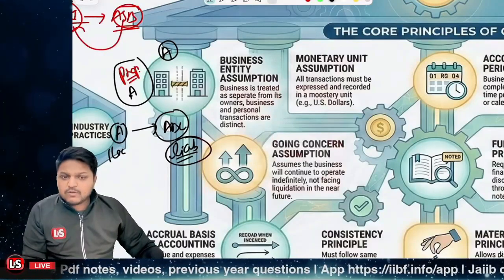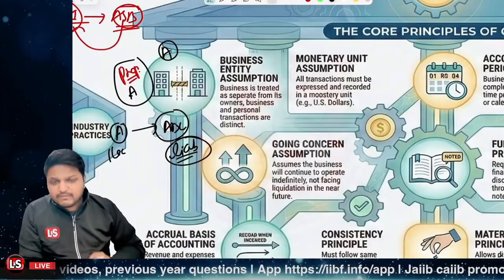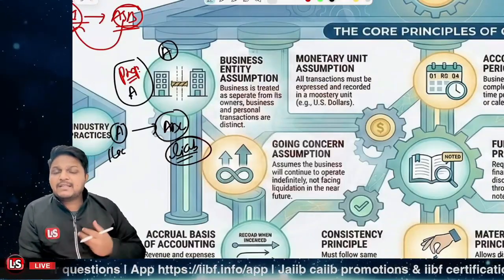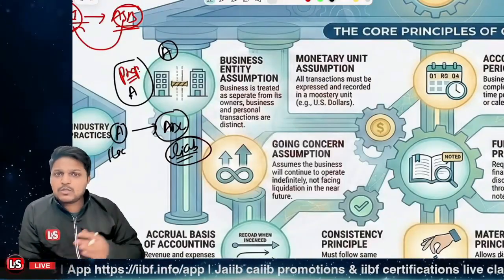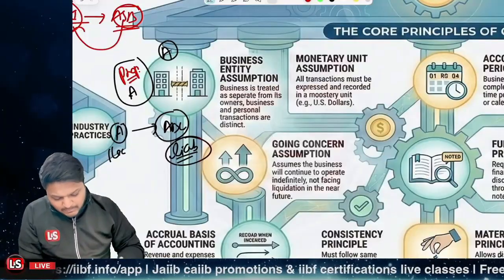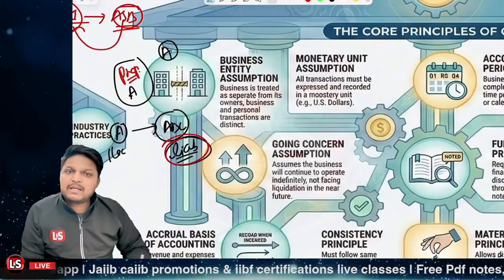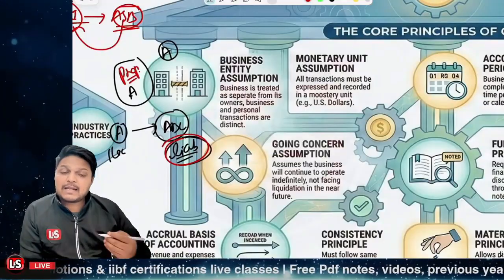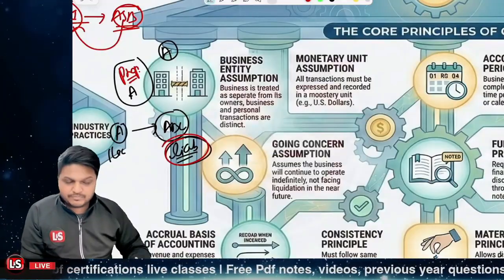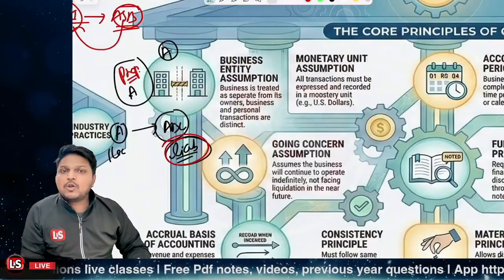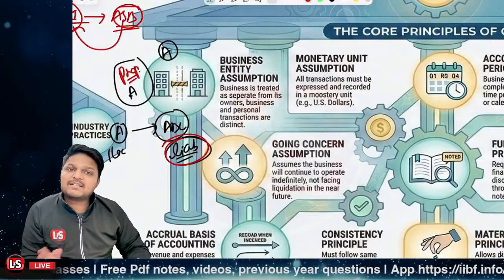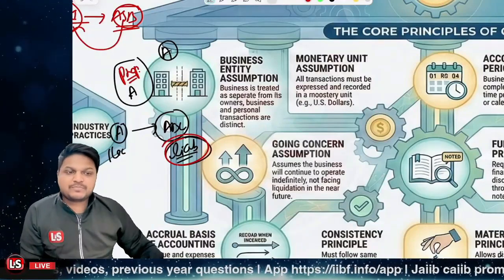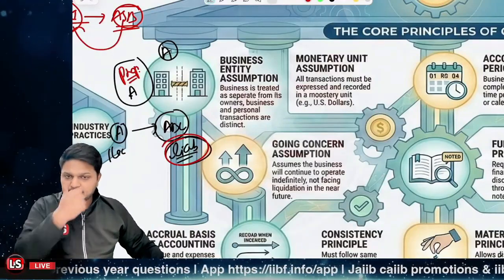We have to take care that whatever amount is given as an investment by the proprietor or owner to the company is a liability to the company. Because the business has a liability, that money is to be returned to the owner, right? And whenever there is a loss, that will be recorded on the asset side, right? So this is the business entity assumption.